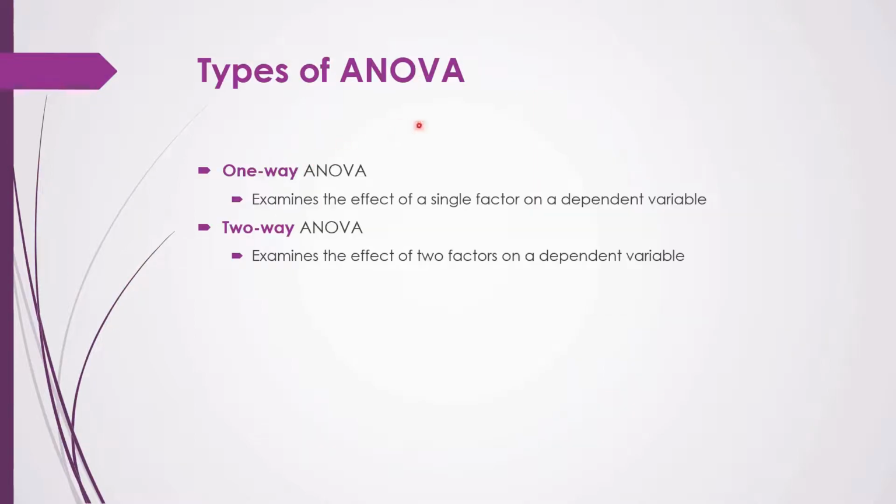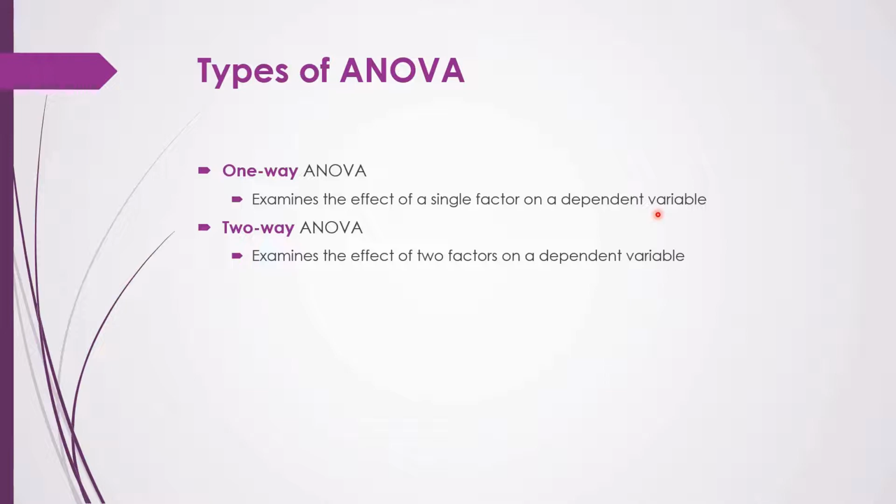Now we have two types of ANOVA. We have one-way ANOVA, which examines the effect of a single factor on a dependent variable. For example, if I want to study the effect of my teaching method on my students' understanding, it is one-way ANOVA because there is a single factor here, which is my teaching method. And I want to study its effect on a dependent variable. And what is the dependent variable here? My students' understanding of ANOVA. So this is one-way ANOVA.